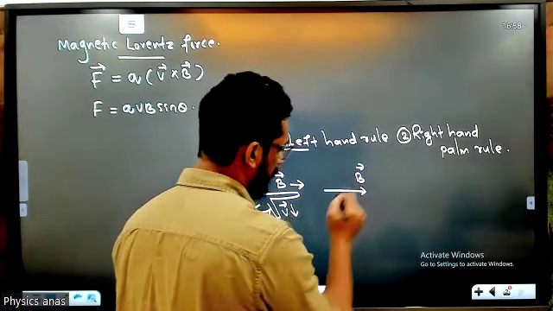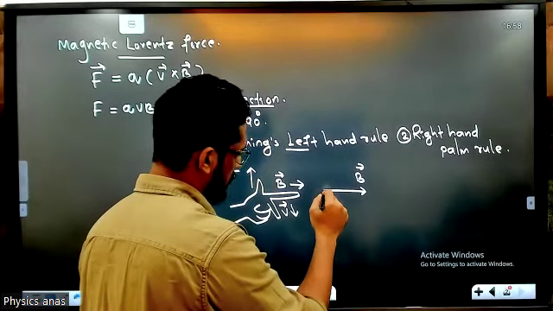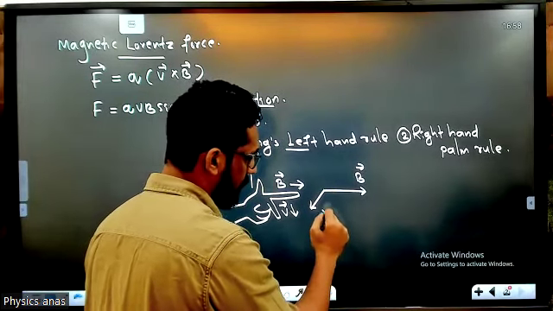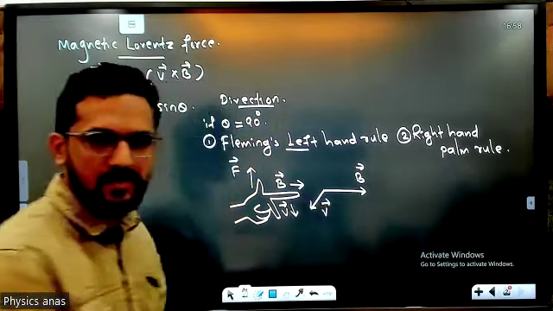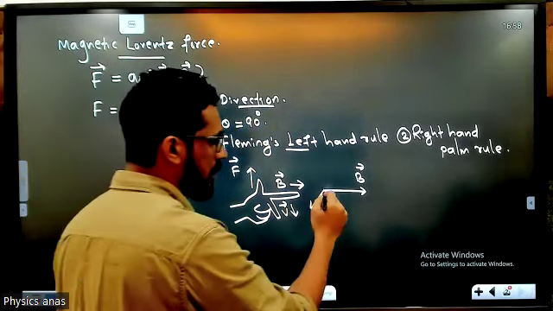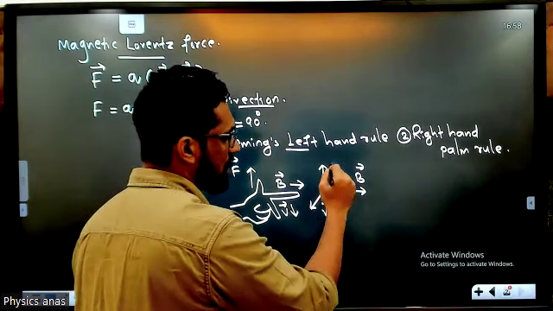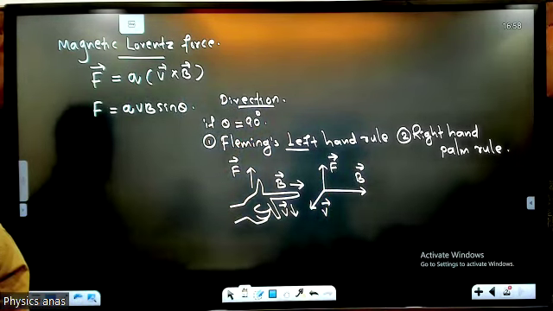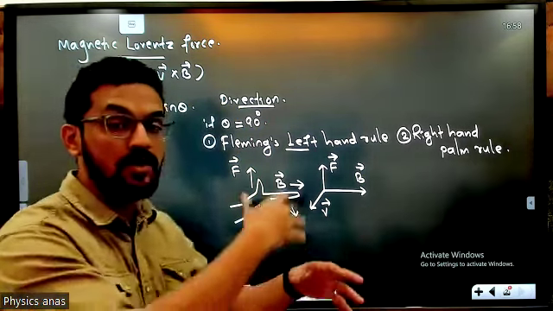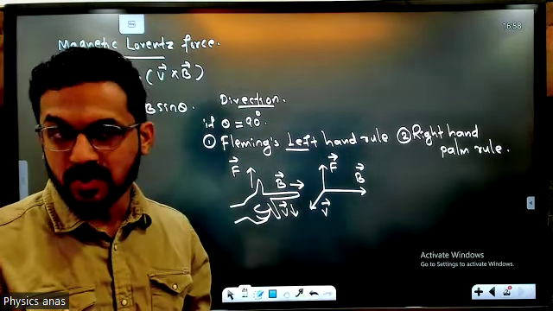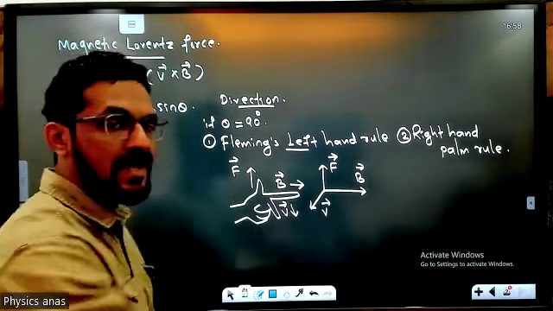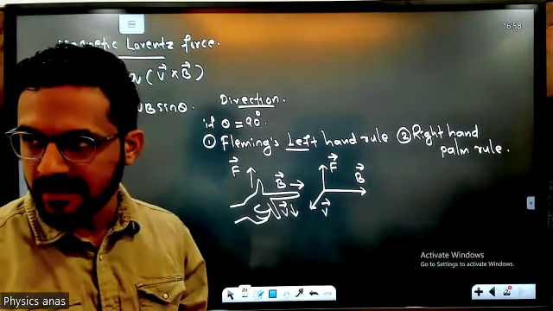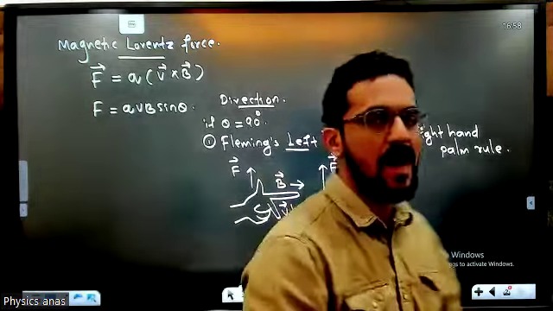Or you can simply draw it like this. If this is B and this is V, they are mutually perpendicular to each other. Then the magnetic Lorentz force will be in this direction, perpendicular to both B and V. Did you understand that?